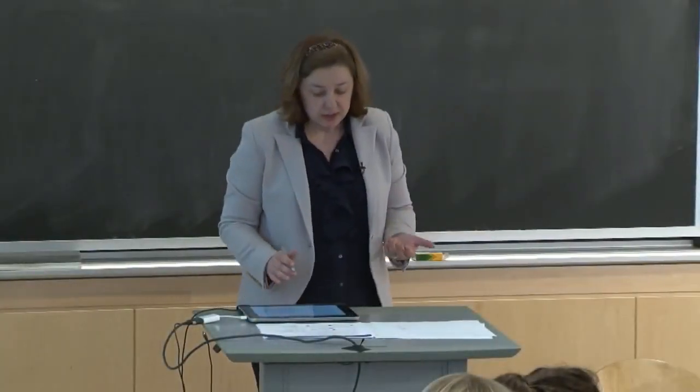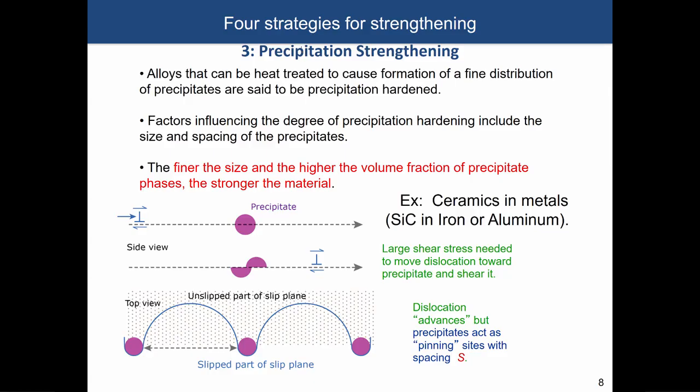So the third strengthening mechanism is introduction of the precipitates. An example of this particular strengthening mechanism would be the introduction of silicon carbide in iron or aluminum. And again, to explain why this mechanism works is as follows.